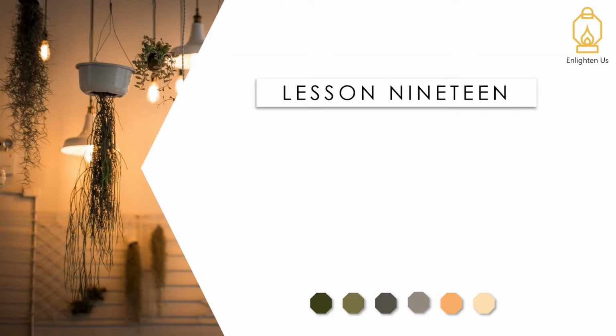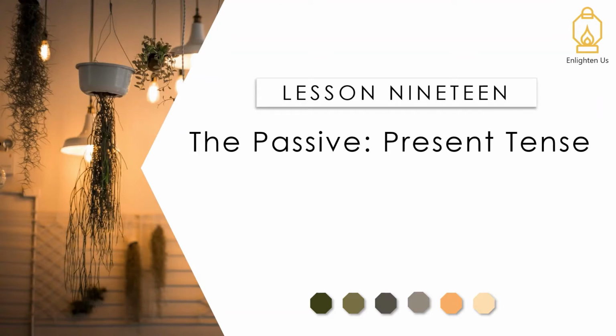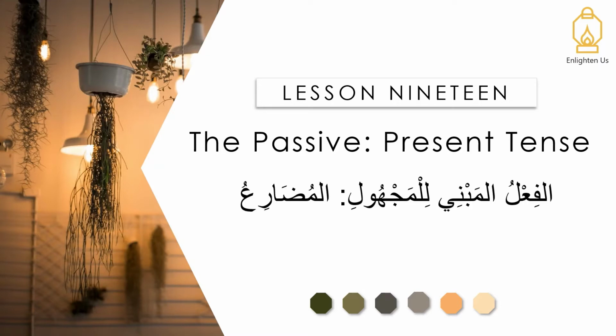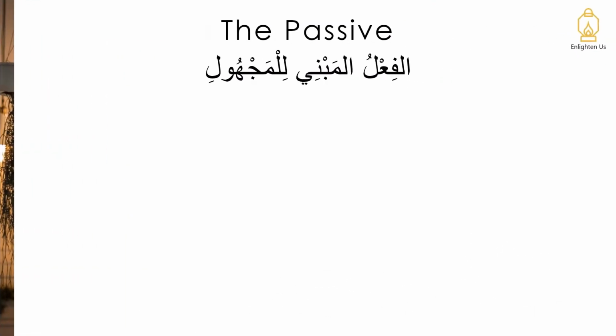You are joining us today for lesson 19 and we are looking at the passive for the present tense. الفعل المبني للمجهول المضارع. In previous lessons, we've looked at الفعل المبني للمعلوم, the fi'l, the verb that is built on the known.